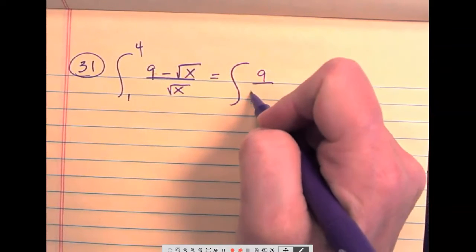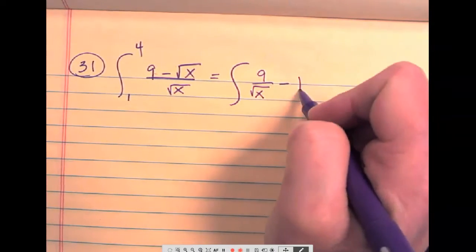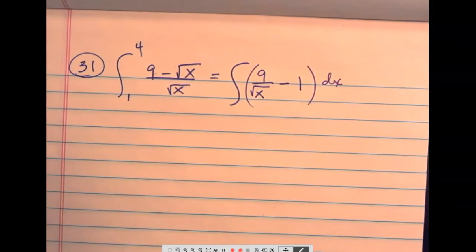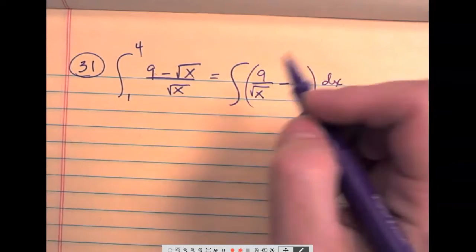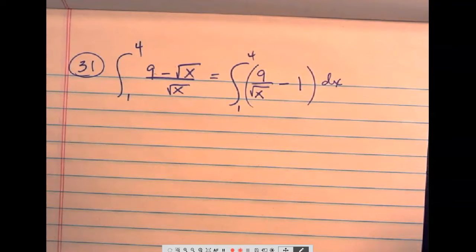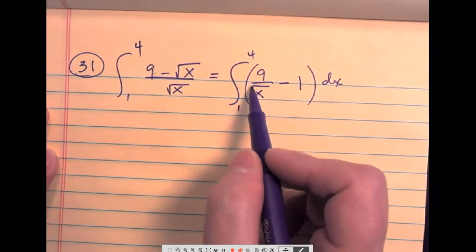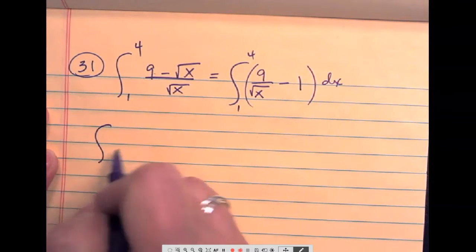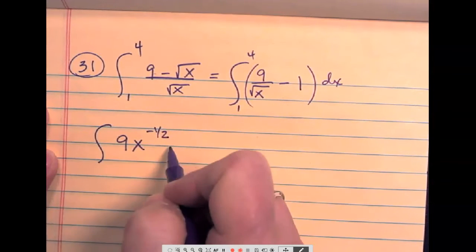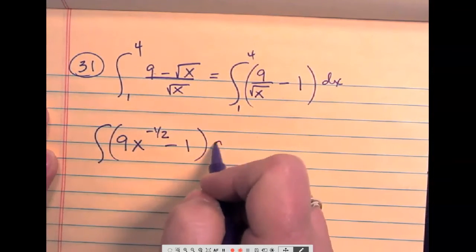If I change this to 9 over square root of x minus 1, that's, to me, a lot less intimidating than that. From 1 to 4. Do I need u here? No. There's no chain rule being used. No function has its derivative within the problem. So what I would do, though, is rewrite that as 9x to the negative 1/2 minus 1.